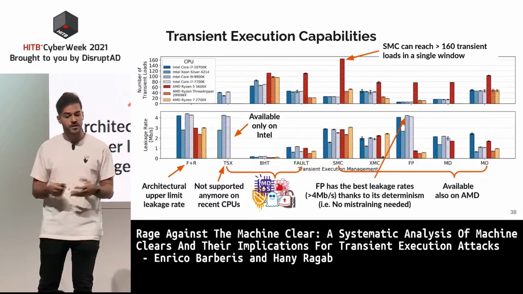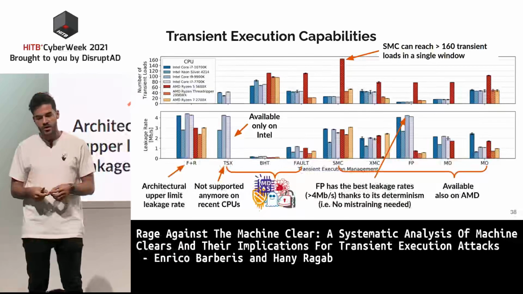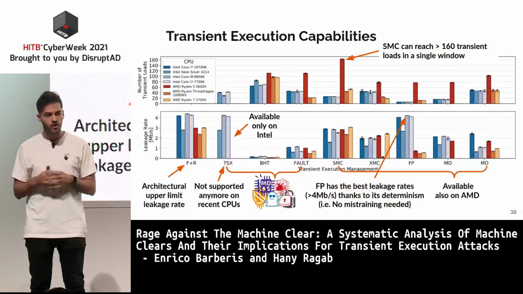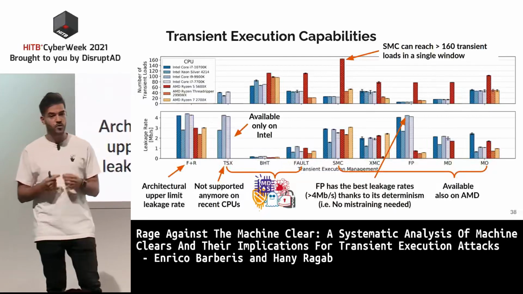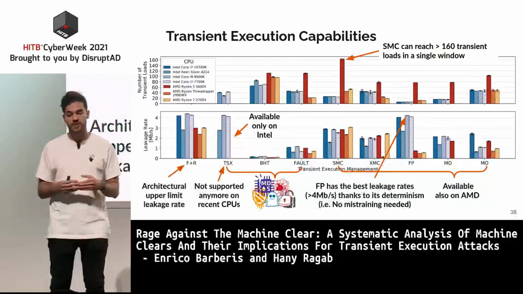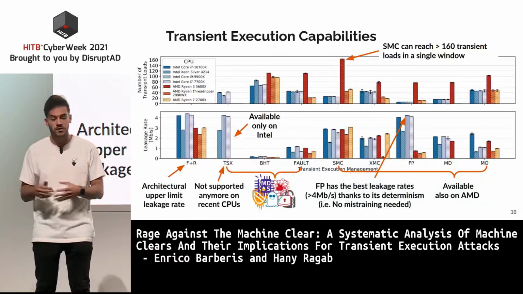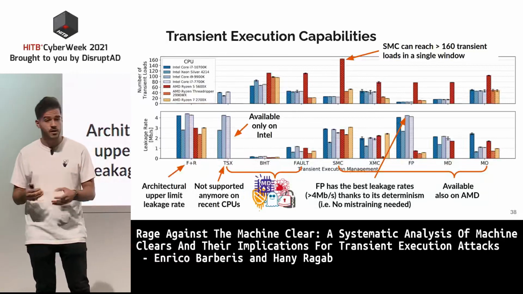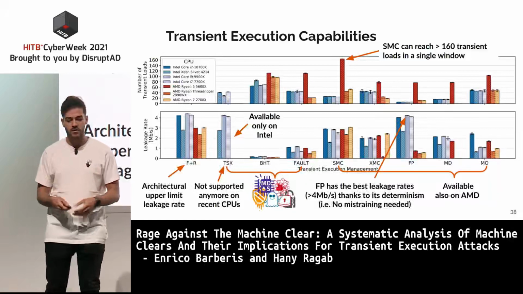Another interesting number is that with a floating point machine clear, we can leak more than 4 megabits per second, performing floating point operations. And this, again, will be transiently executed. It will never be observed on the architectural execution, but on the microarchitectural level, it will leave an observable trace.